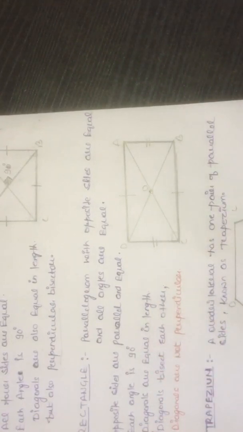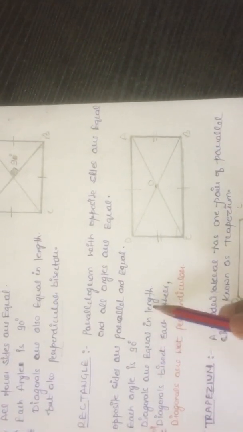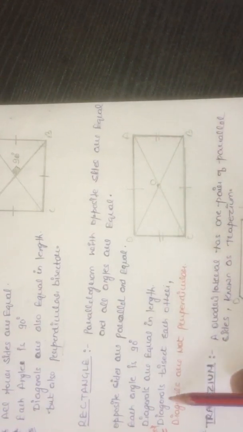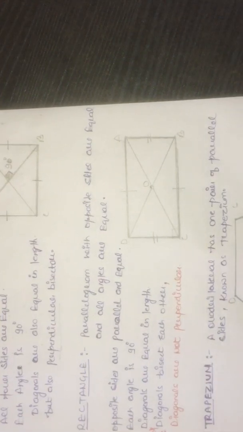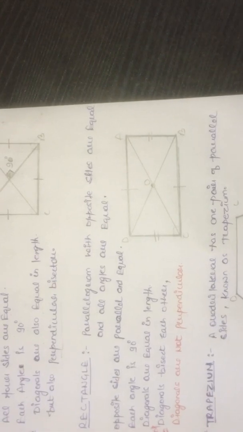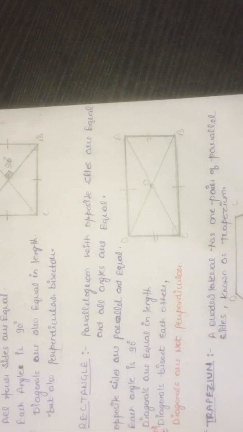Diagonals are equal in length, guys. Diagonals bisect each other. Diagonals are not perpendicular, and this is very important. In a rhombus and a square, diagonals bisect and are also perpendicular to each other. But in a rectangle and a parallelogram, diagonals only bisect but are not perpendicular. So you can see parallelogram and rectangle are 80% the same, and rhombus and square are 80% the same in properties. I hope you understood.